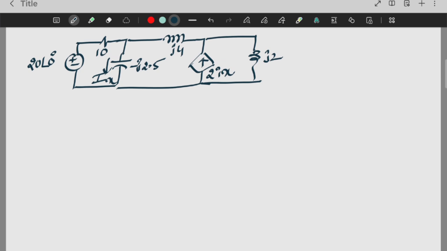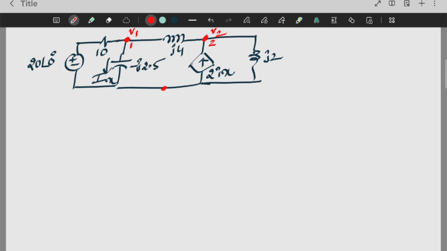Then we need to calculate Vx. By seeing the diagram we can easily tell that it is one principal node, it is another principal node, and it is the ground. We'll take the first principal node as 1 and the second principal node as 2, and we'll assign the voltages V1 and V2. The rest of the thing is the same. As we have done for the previous circuits, in a similar manner we have to perform the nodal analysis.